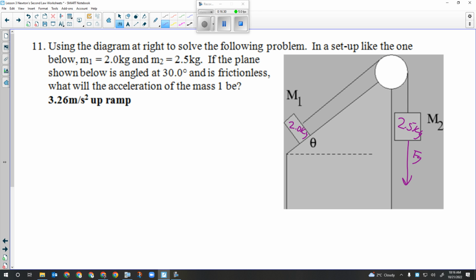What's pulling down on the 2 kilogram mass? Yes, straight down is gravity. What's pulling down the ramp?